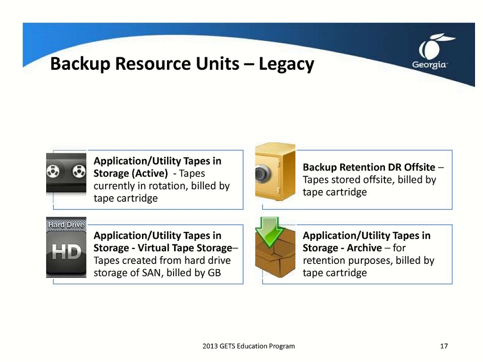So in this slide, we see the legacy backup resource units. You have application utility tapes and storage active, and these are simply the tapes that are part of your regular rotation, and it's billed by tape cartridge. You have backup retention DR off-site, which is a charge for keeping tapes off-site and getting them there. You have application utility tapes and storage archive, which are tapes that are backed up and then flagged for archive storage. And then you have the application utility tapes and storage, virtual tape storage.